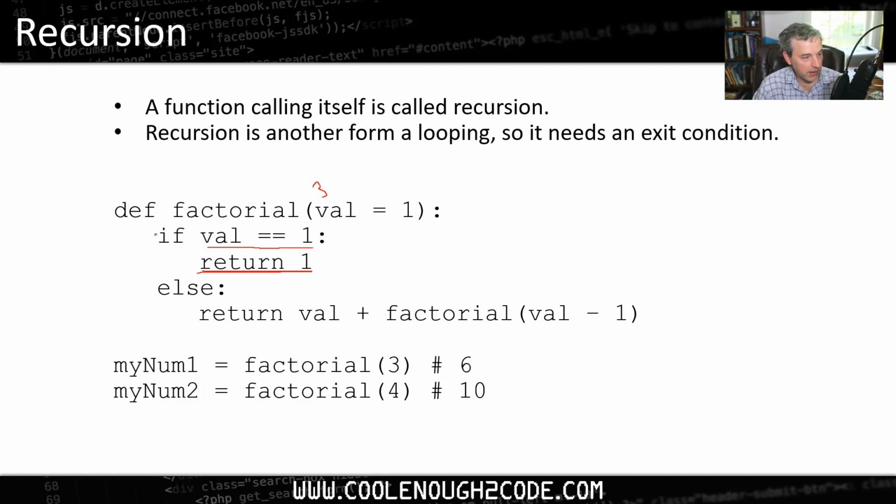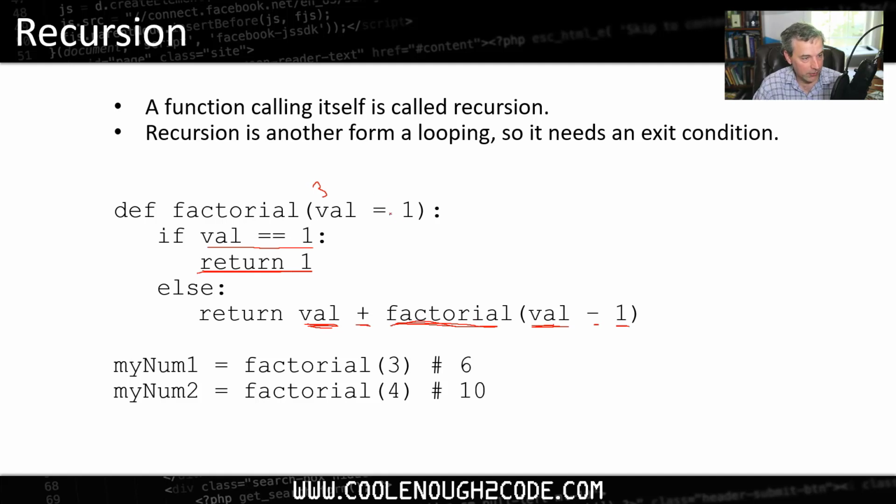And then it's going to evaluate the value of 3, that's not equal to 1. So it's going to come down here to this else. And then it's going to say return val, which in this case is 3. And then it's going to add to it a call to itself, factorial. But in this case, the argument it's going to pass in is val minus 1. So it's going to wait until the subsequent call into factorial comes back with some kind of value.